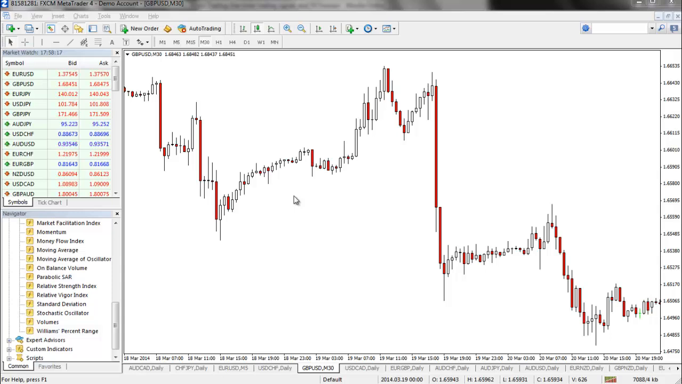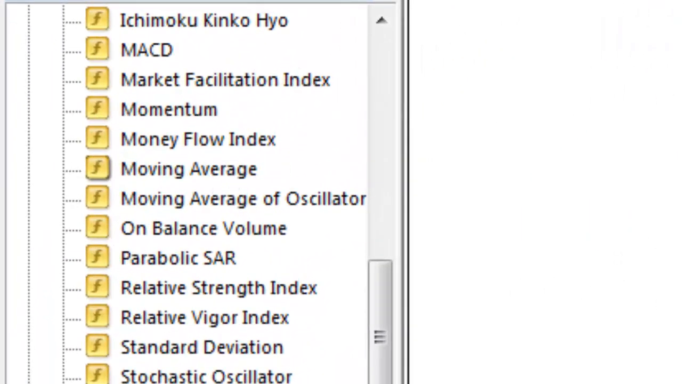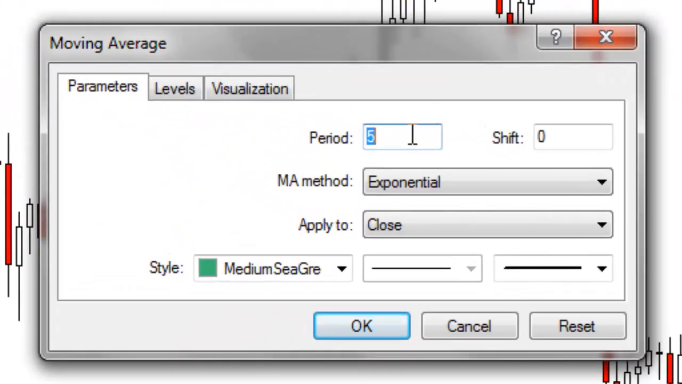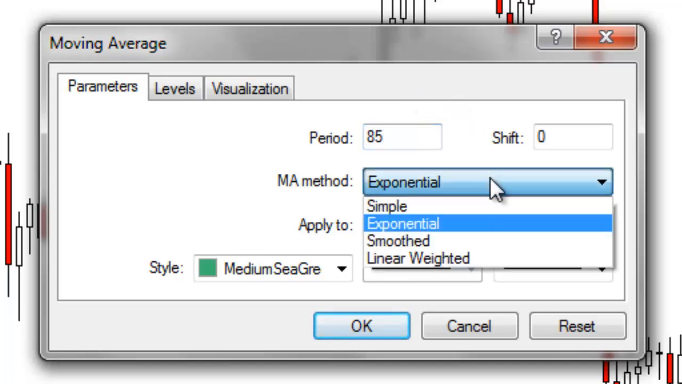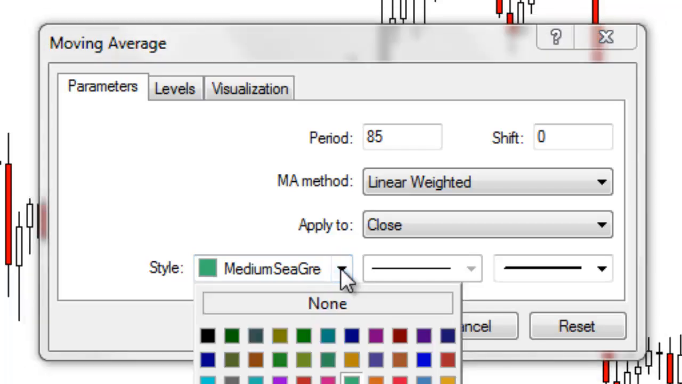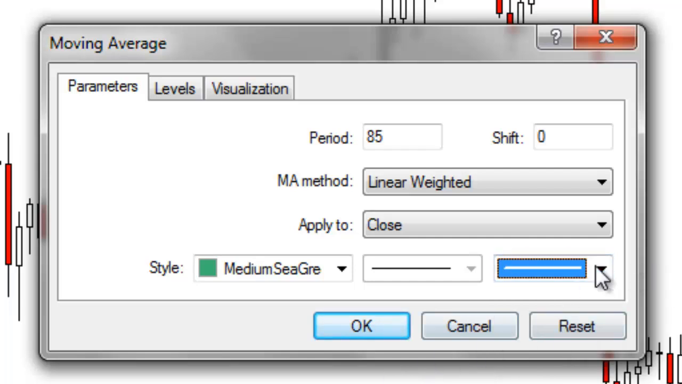So first, open a clean chart. This is the clean chart here, and let's put the indicators on it. The first one is the first moving average. The period for this first moving average is 85, shift is 0, and moving average method is linear weighted. Select some color here. The color I have chosen is medium sea green, and select some width so that it appears clearly on the chart. Click OK.